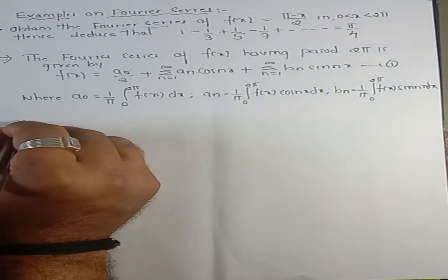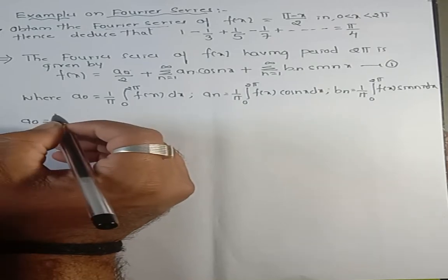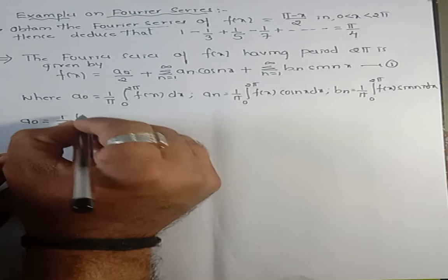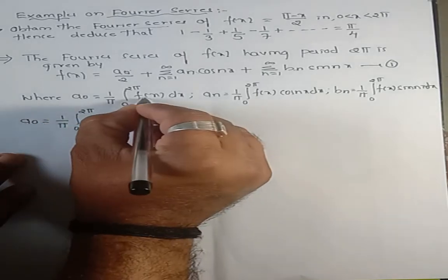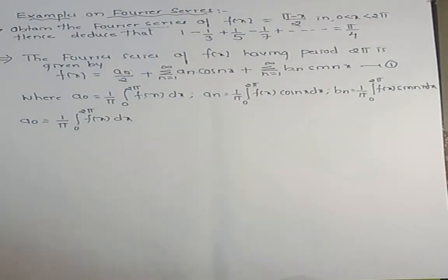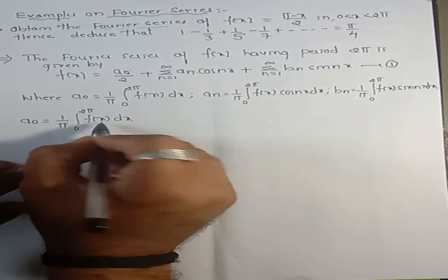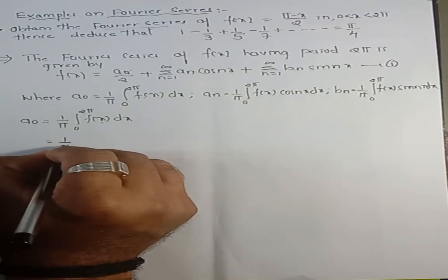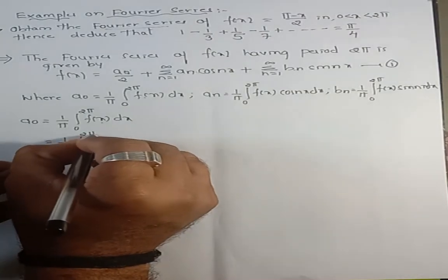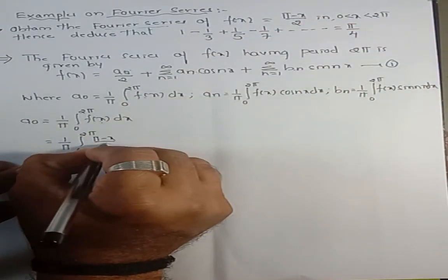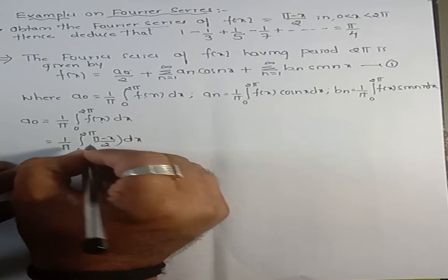Now let me start with a0. a0 is equal to 1 divided by pi, as I have taken 0 to 2 pi, function f of x with respect to dx. Now substitute f of x. f of x is given here, so use 1 divided by pi integration 0 to 2 pi of f of x, which is pi minus x divided by 2, with respect to dx.